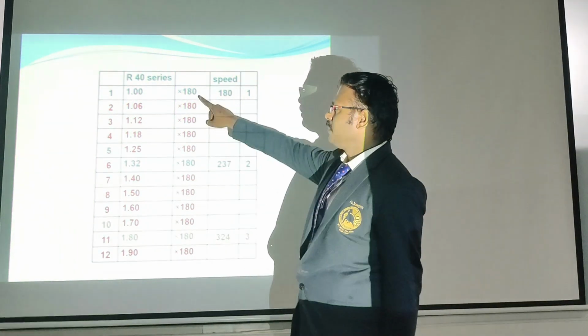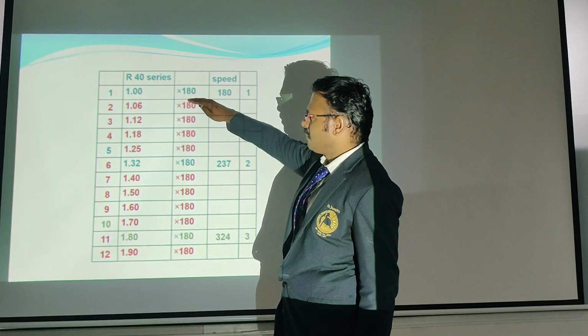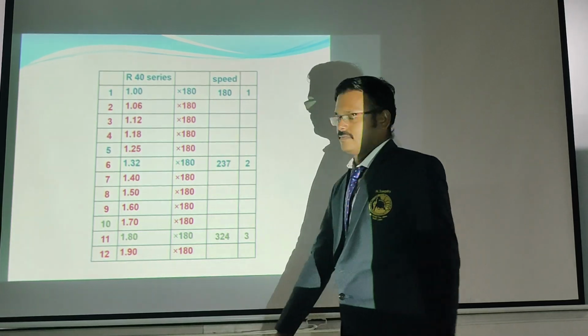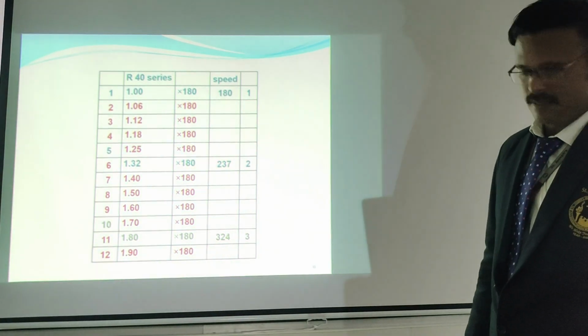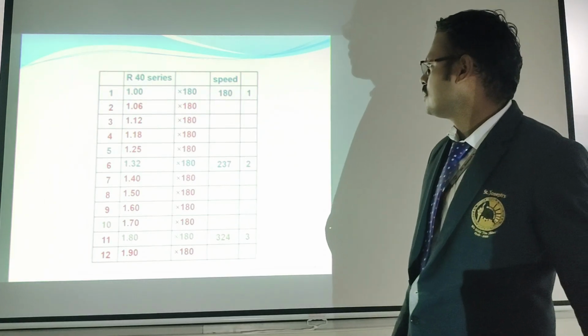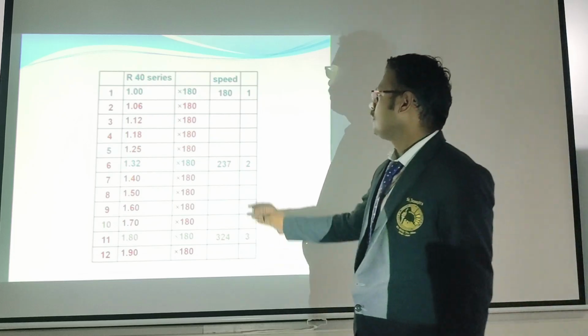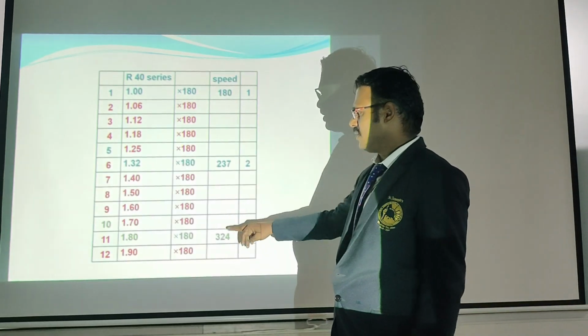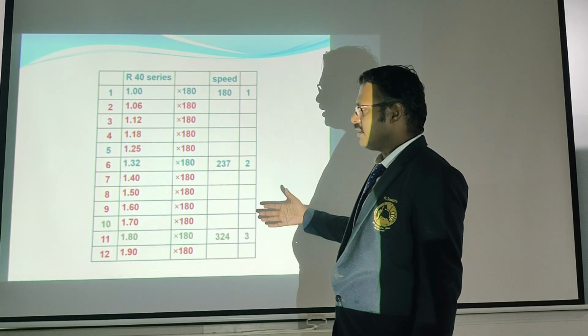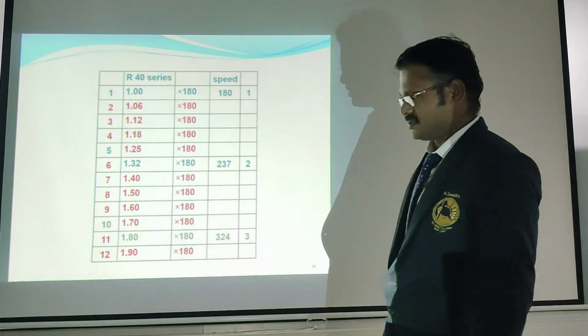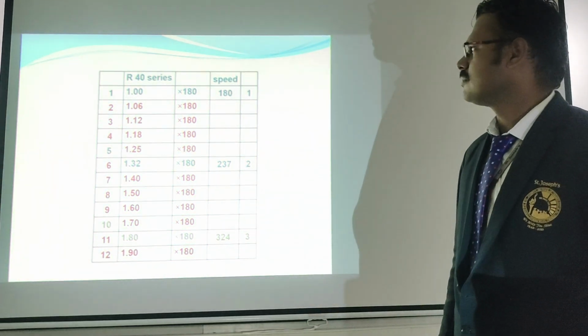So minimum RPM is 180, so that I have multiplied with 180. So it is the first speed, the second speed, the third speed. Like that I need to find out the 9 speeds for this problem.